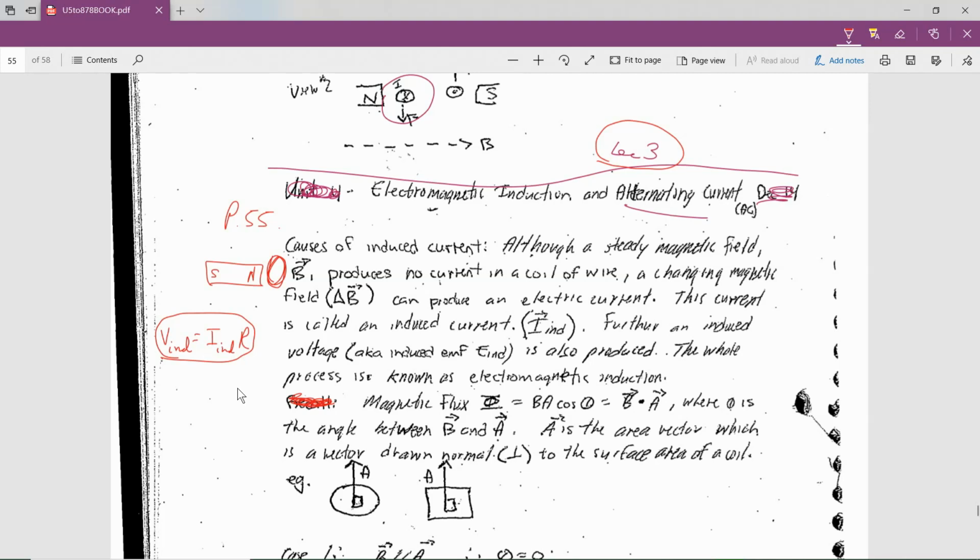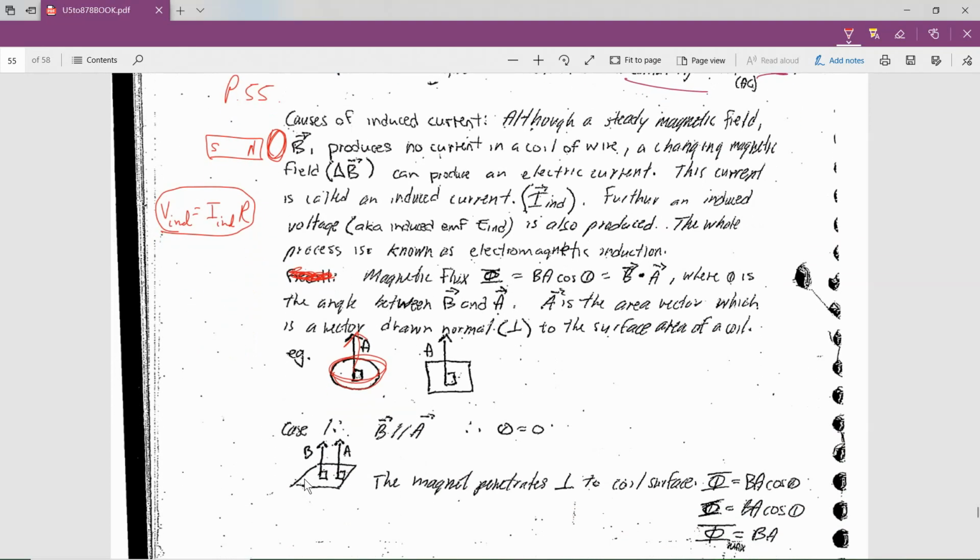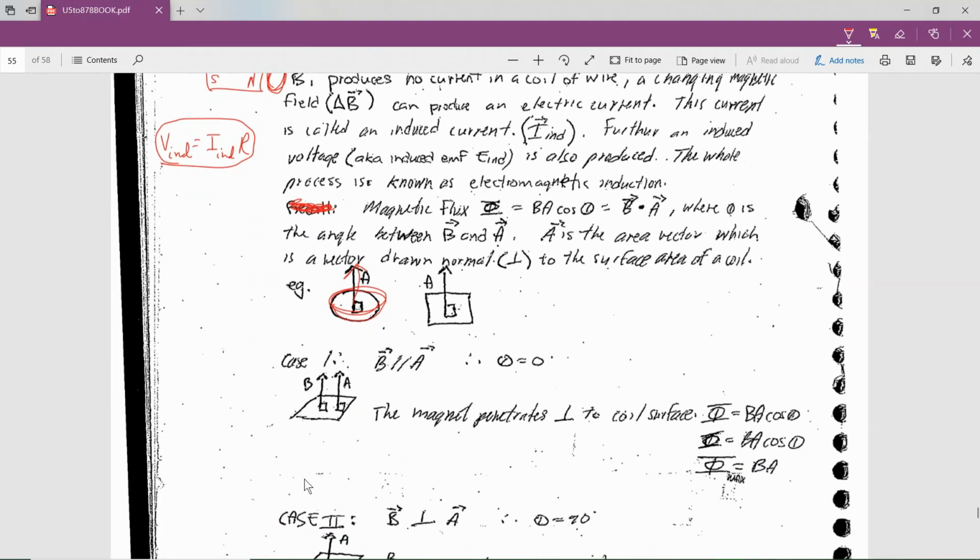Well, it is helpful in physics, in terms of reference, to create an area vector, which is simply a vector drawn normal, also known as perpendicular, to the surface of a coil. So in this example here, I have a coil, a circle here, a bunch of wires all tidied up, and then your A vector, your area vector, is just drawn perpendicular to that surface. That was a circular coil, I could have a square coil, fine.